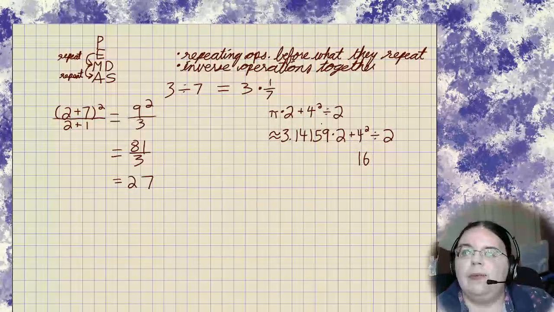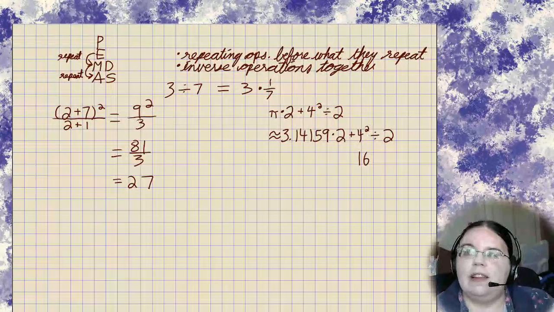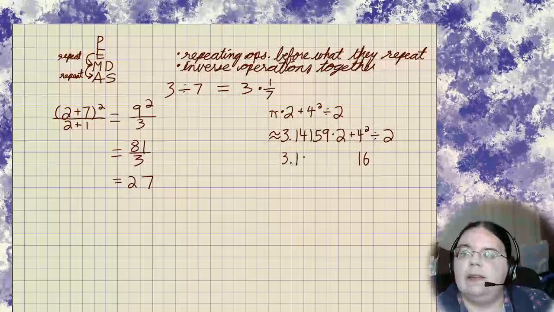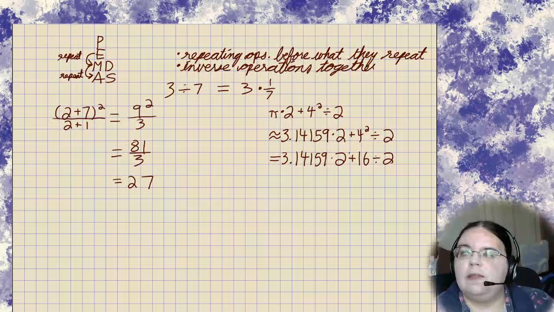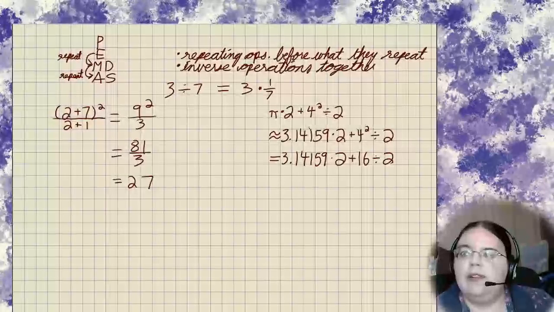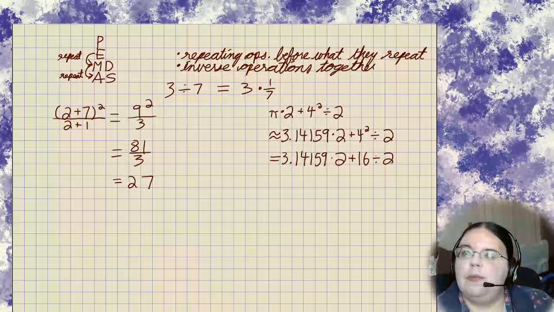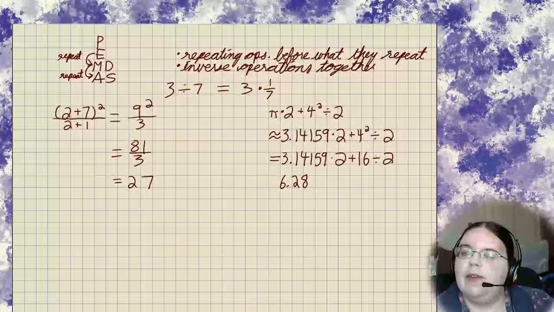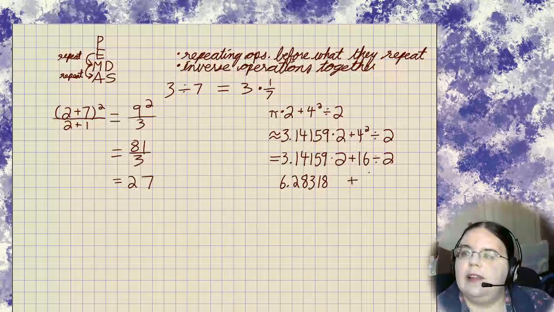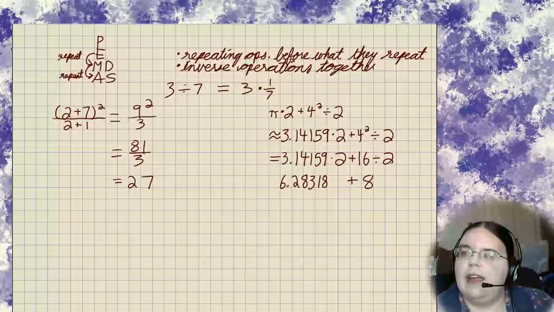It's a good idea as you're working these to write what you simplify underneath what it's simplified from, because that just helps keep it organized. And then you can just copy in the rest of the problem around it. Now I'm using the equal sign because this expression here is exactly equal to the previous step. So now I'm on multiplication and division. I see I've got that 3.14159 times 2, so that will be 6.28318. Plus, 16 divided by 2 is 8.